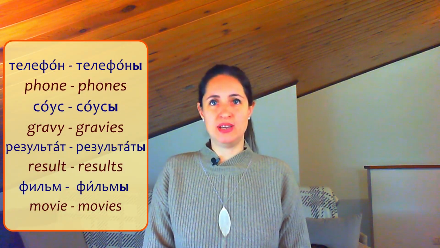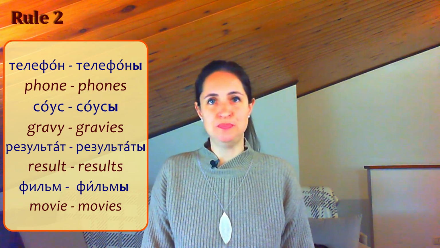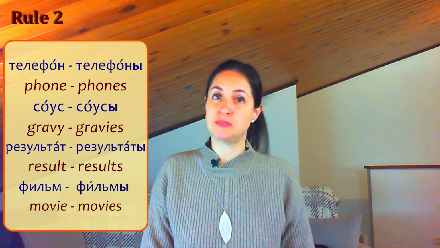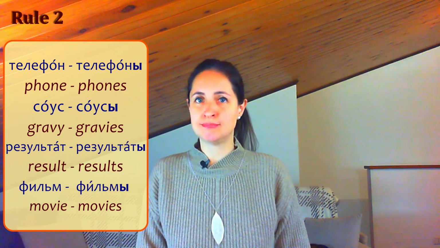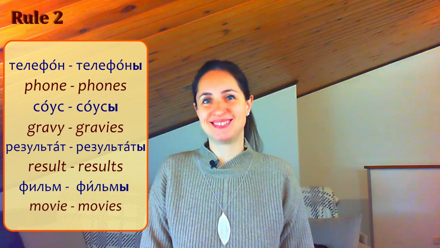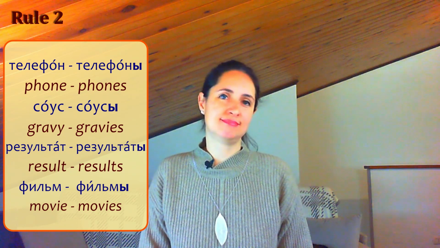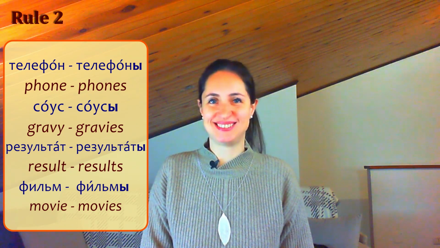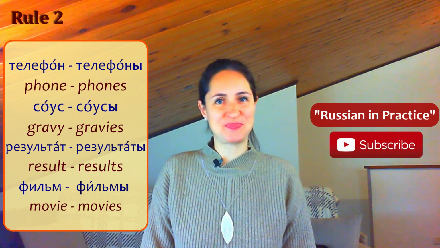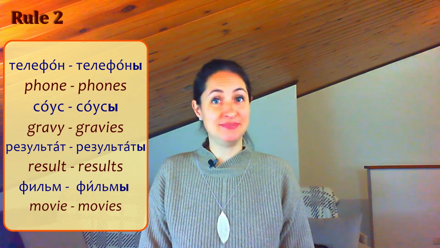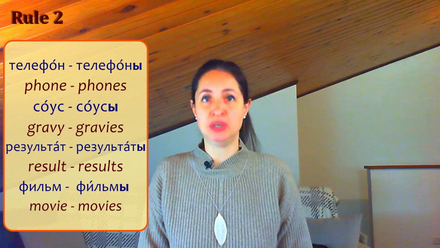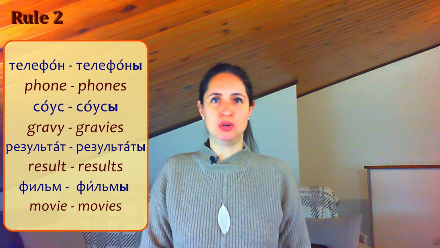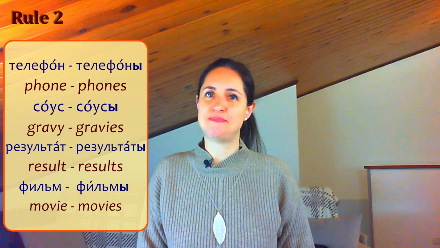Now let's have a look at the examples of the second rule. The best way of learning the grammar of a foreign language is when you, on your own, get the grammar rule from the examples. Let's read them. Телефон, телефоны, соус, соусы, результат, результаты, фильм, фильмы. What would the rule of this kind of nouns look like?